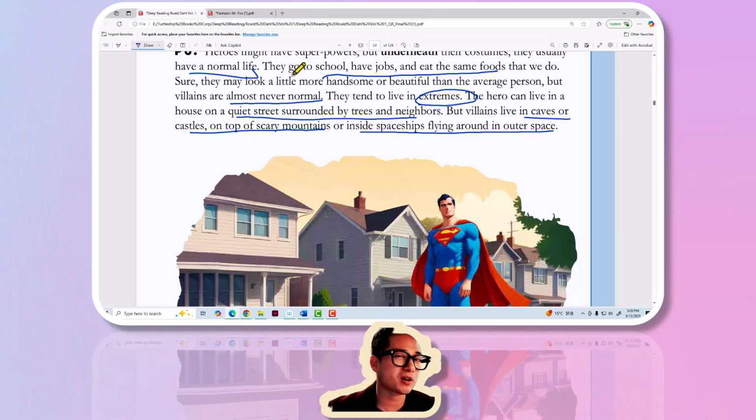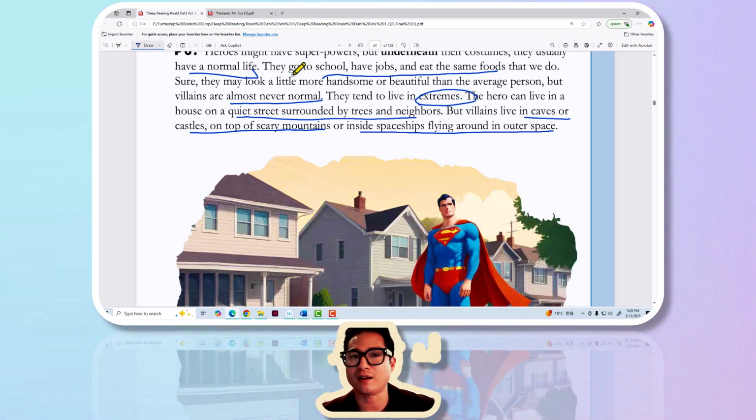Okay. What's this paragraph talking about? It's talking about how heroes can be very normal. They can live in a regular house just like you and me, even if they do have special powers or something that helps them to beat the bad guys and win the day.